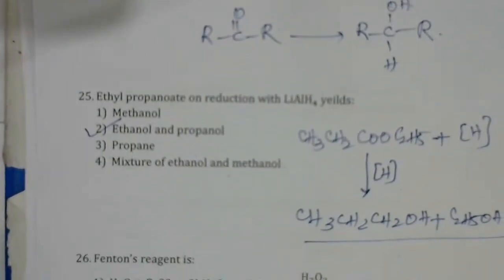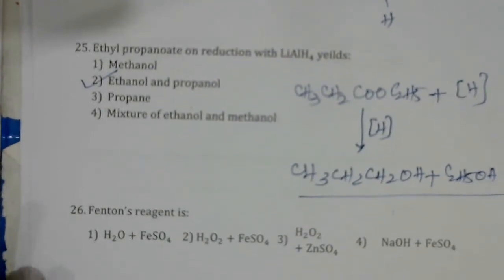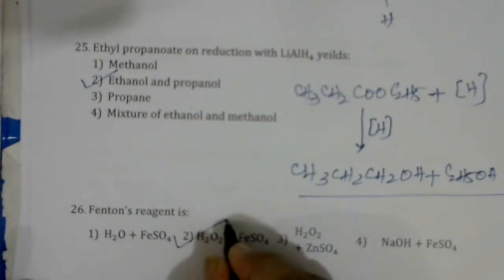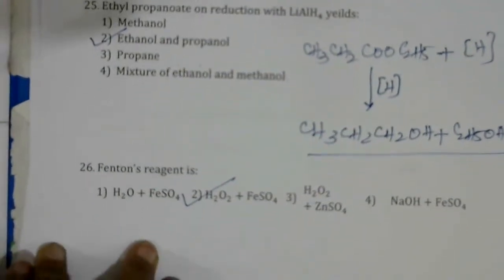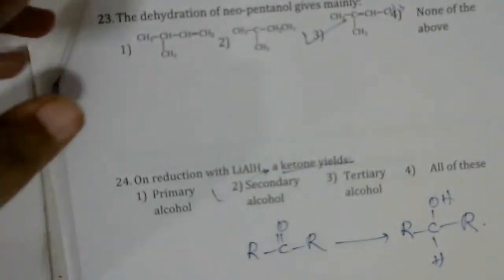Next one, question number 26. Fenton's reagent can be used as an oxidant. It is the mixture of hydrogen peroxide and ferrous sulfate. Hydrogen peroxide and ferrous sulfate are used as oxidant under the name Fenton's reagent.